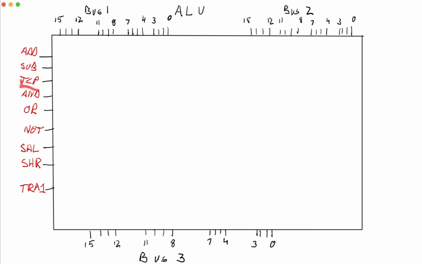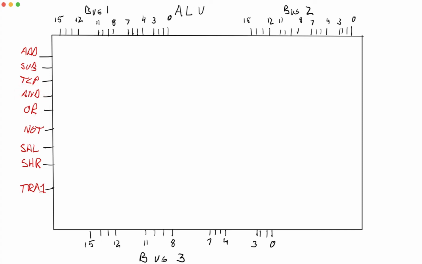Now 2's complement means that we only need one input, and we're going to take the 2's complement of bus 2 and ignore bus 1. Then we can do a bitwise AND or a bitwise OR.